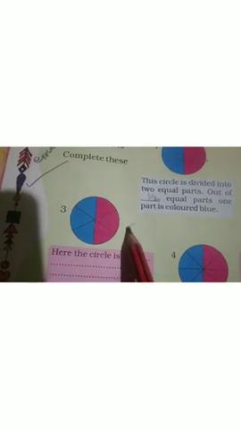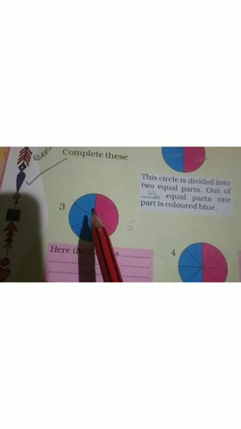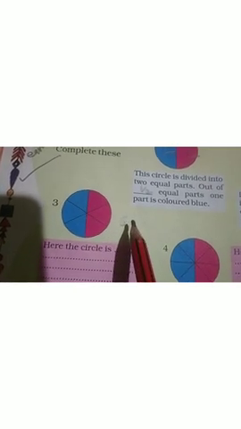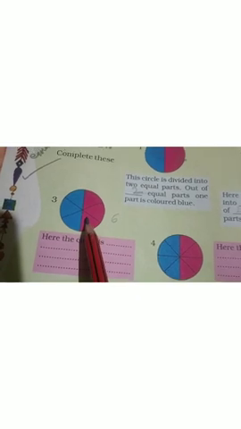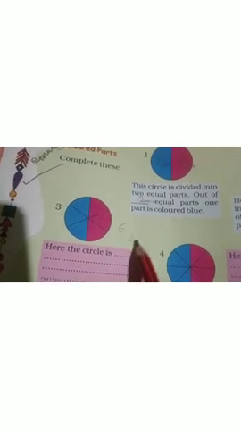Okay. Here the circle is divided into how many? 1, 2, 3, 4, 5, 6. 6 equal parts. Out of 6 equal parts, for this first question, out of 2 equal parts, one part is colored blue. Okay. So here the circle is divided into 6 equal parts. Out of 6 equal parts, 3 on 6. 3 parts are colored blue.